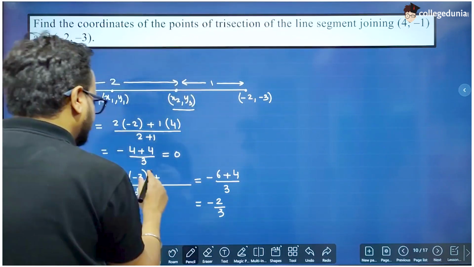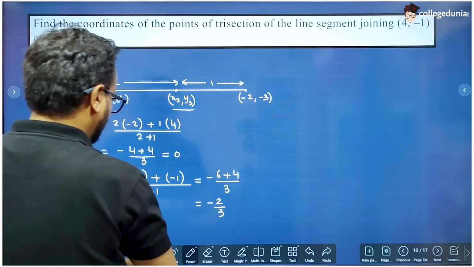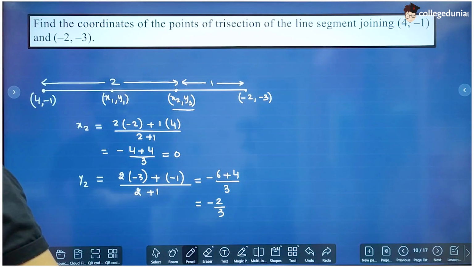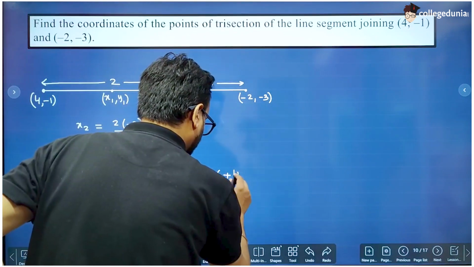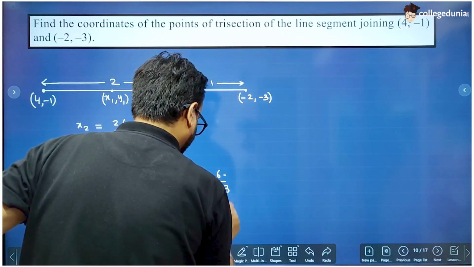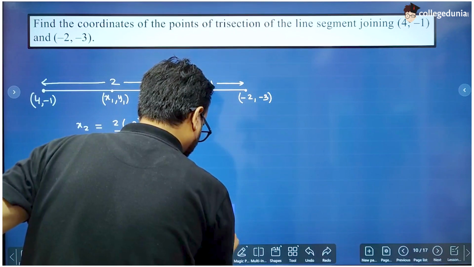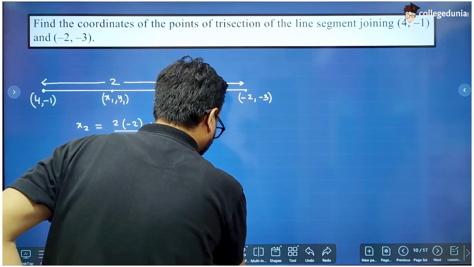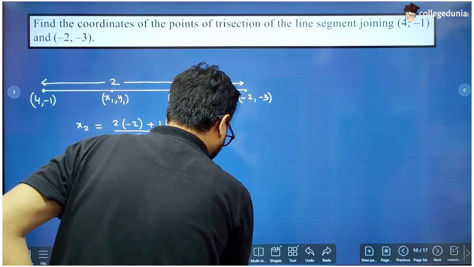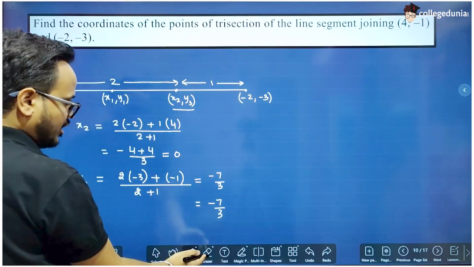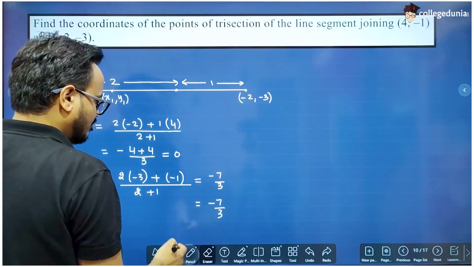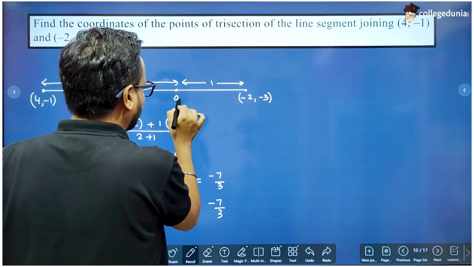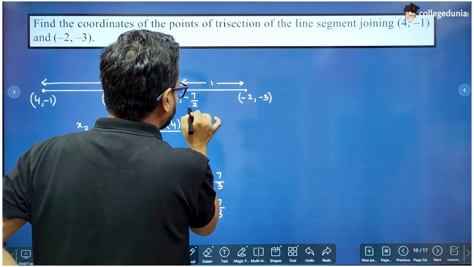This is 1 into minus 1, that is minus 1. So minus 6 minus 1 is minus 7, 2 into minus 3 is minus 6, 1 into minus 1, yes, minus 7 by 3. So we got the coordinates of this point as (0, minus 7 by 3).